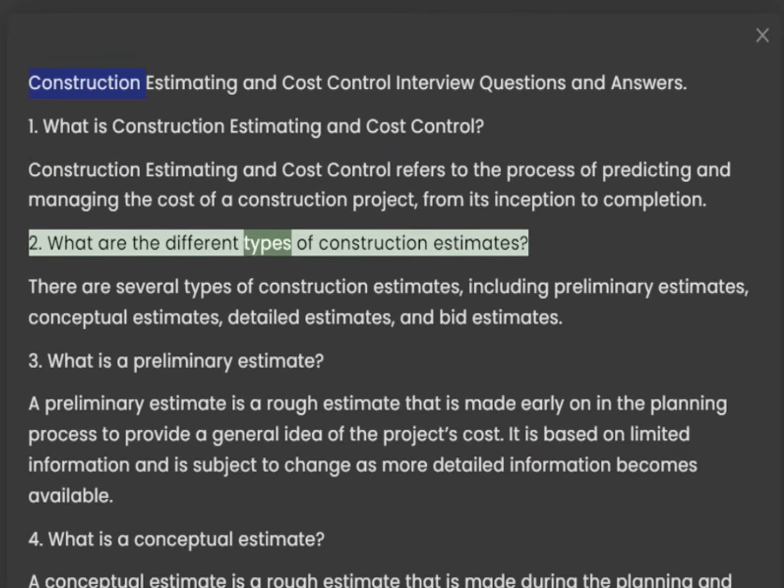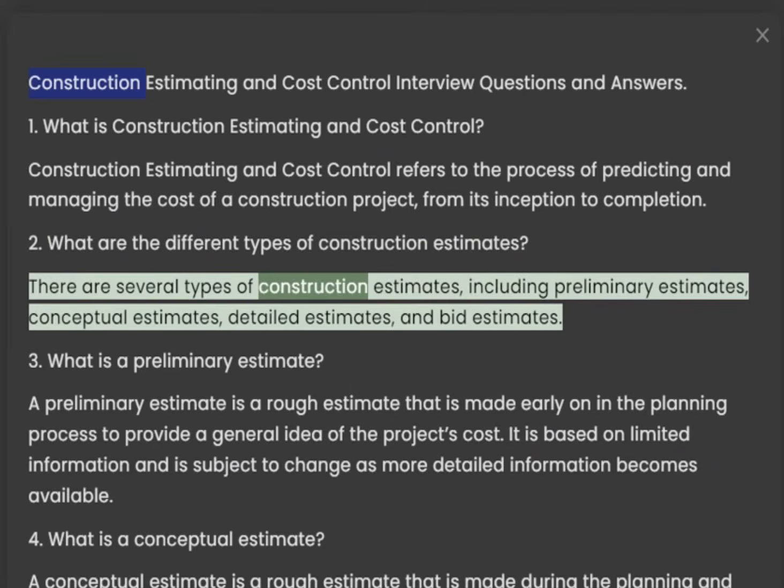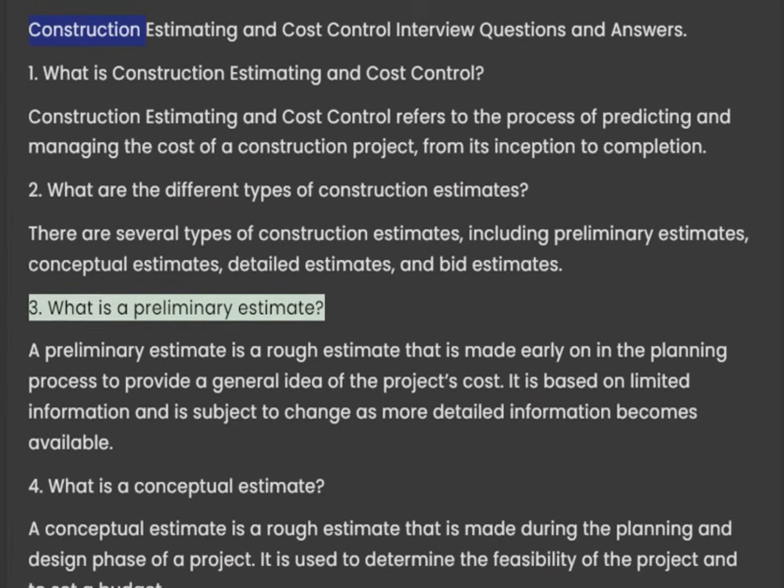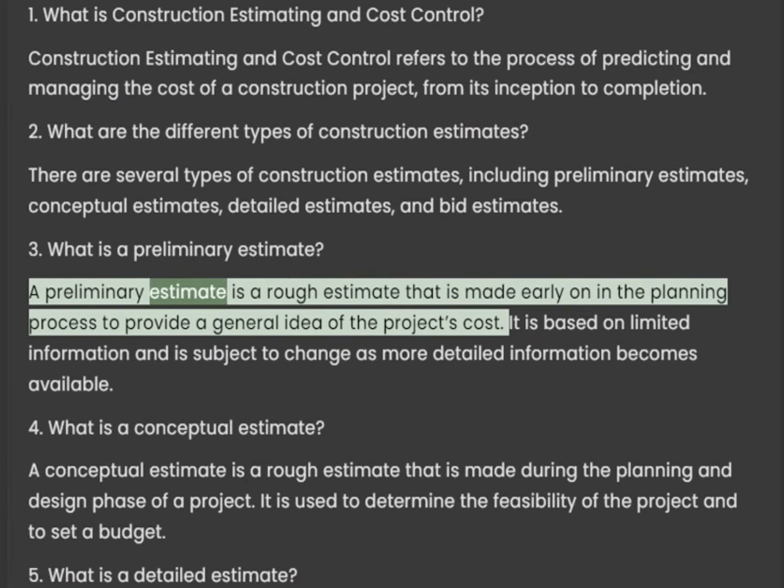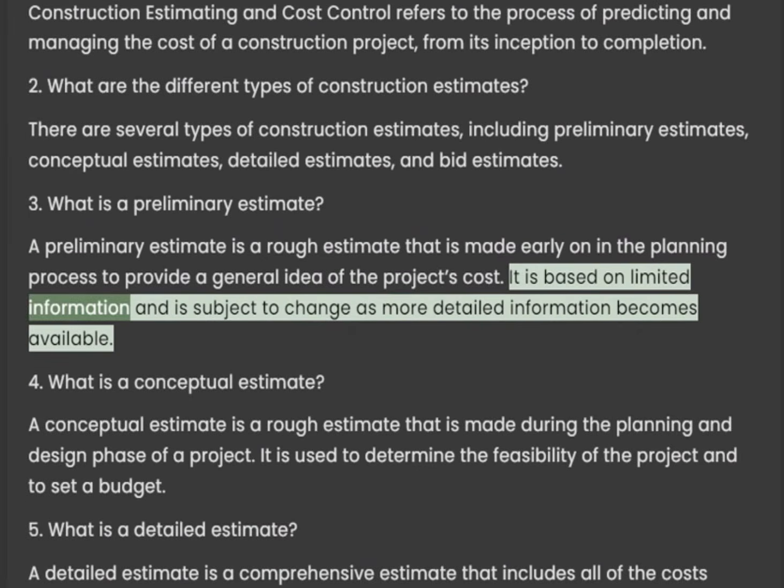2. What are the different types of construction estimates? There are several types of construction estimates, including preliminary estimates, conceptual estimates, detailed estimates, and bid estimates. 3. What is a preliminary estimate? A preliminary estimate is a rough estimate that is made early on in the planning process to provide a general idea of the project's cost. It is based on limited information and is subject to change as more detailed information becomes available.